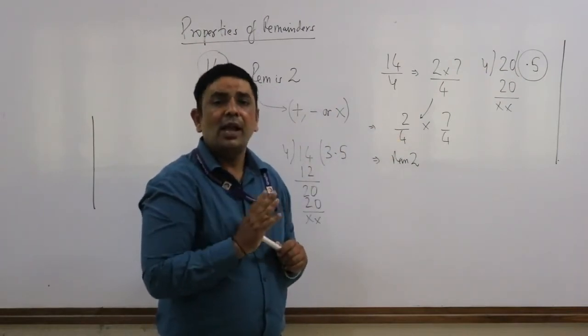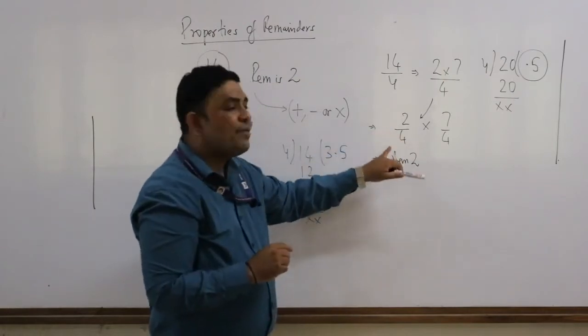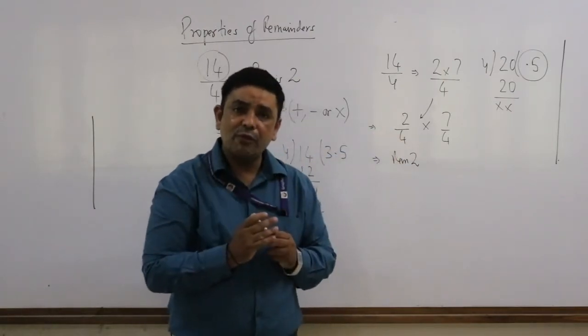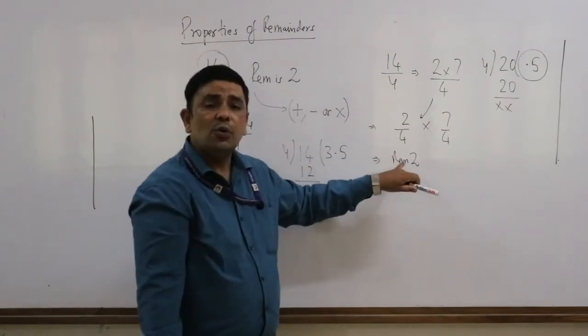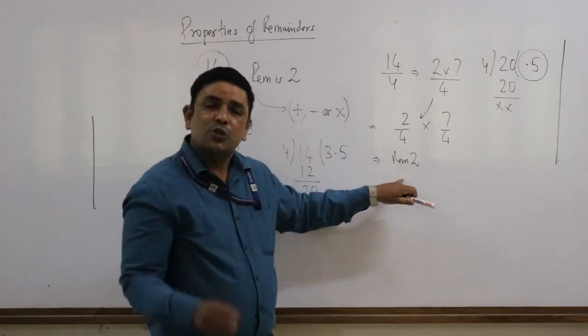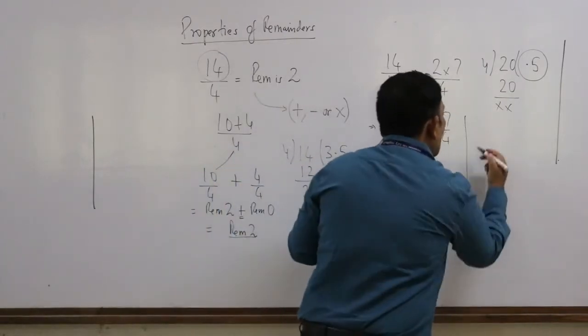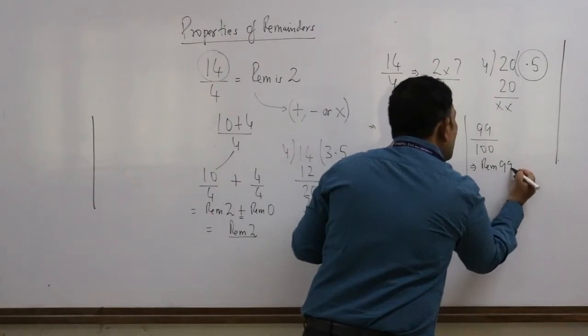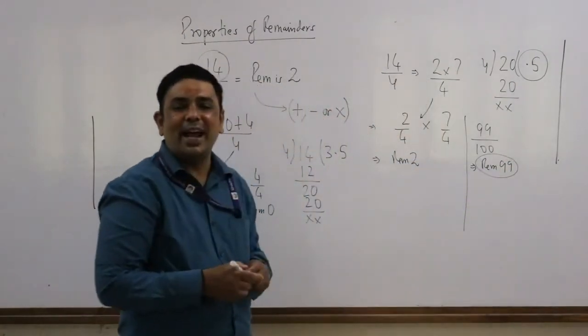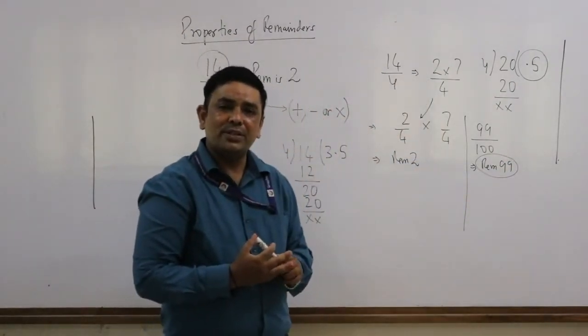Always remember this. I repeat this. Whenever a number is divided by another number greater than itself, then division is not possible and the remainder will be equal to the number itself. So for example, if somebody says what is the remainder when 99 is divided by 100, there is absolutely no doubt about this, the remainder will be 99. You don't have to think about this.